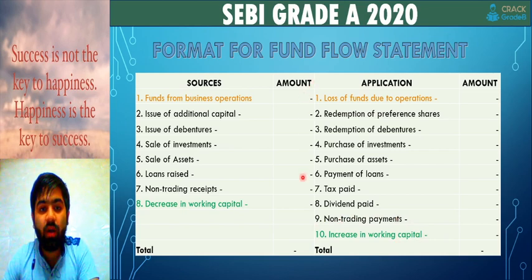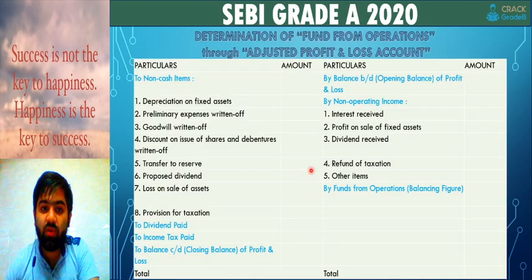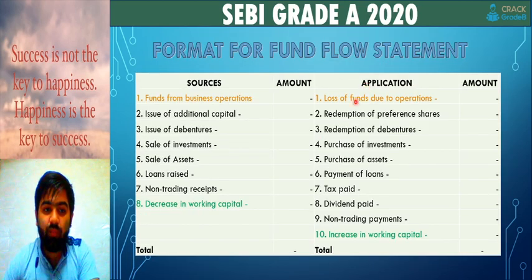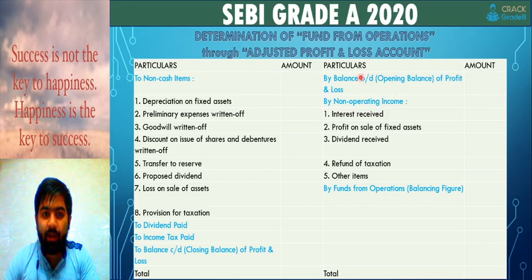So hope your format of fund flow statement is clear. And moving over to the next slide now, as you see on the slide, it is determination of fund from operation through adjusted profit and loss account. As we saw, we have to put here fund from business operation or loss of fund due to operation. One will come in the fund flow statement, but how will we obtain that? In this slide, we will know how to prepare adjusted profit and loss account.